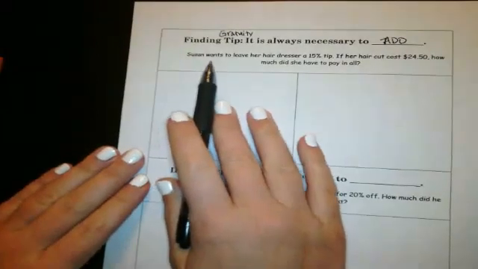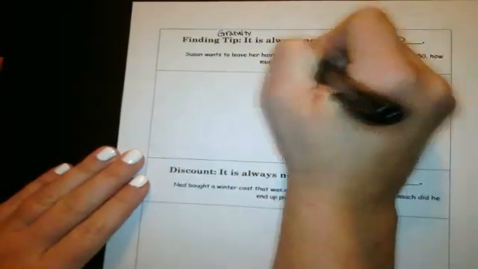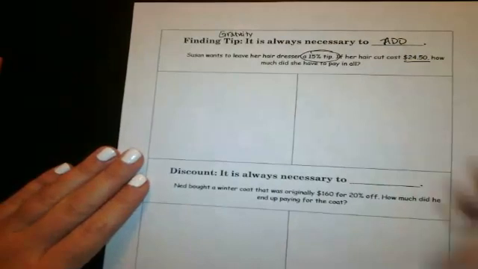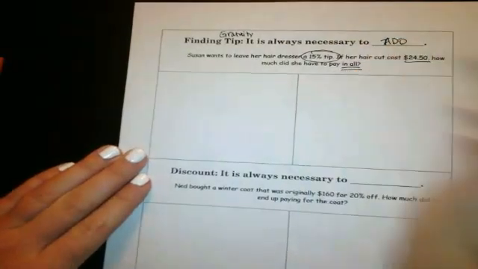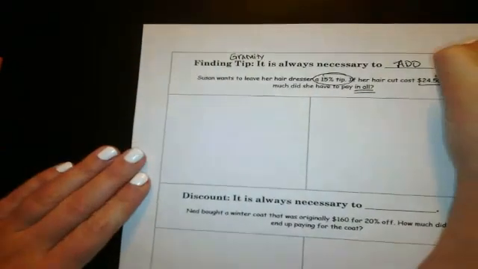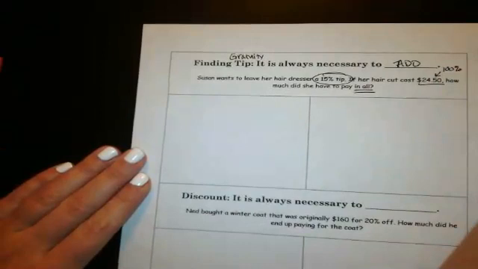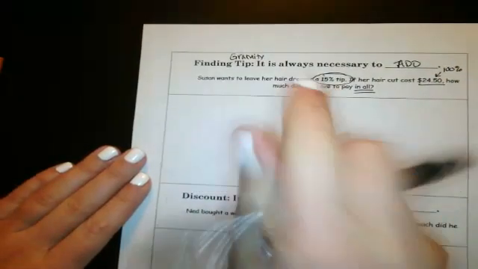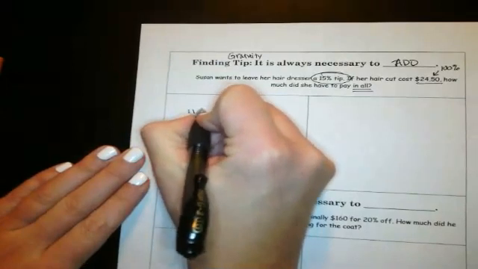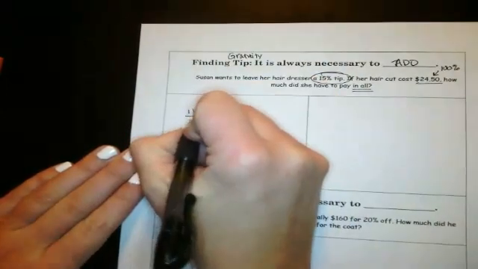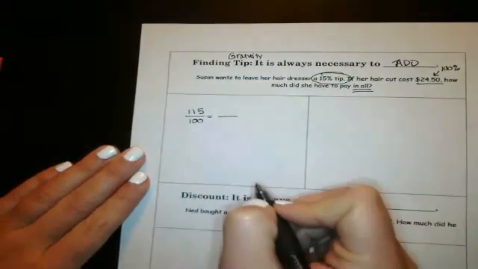So again, this says Susan wants to leave her hairdresser a 15% tip. If her haircut costs $24.50, how much did she have to pay in all? Okay. So again, we're going to start with the proportion. Remember, 100% of the haircut is $24.50. We're going to add on this 15% tip, which means total that we have to pay is 115% out of 100. Okay.